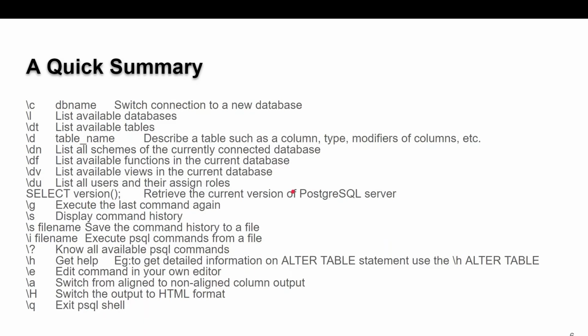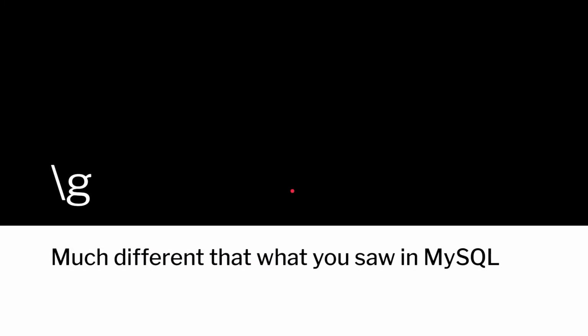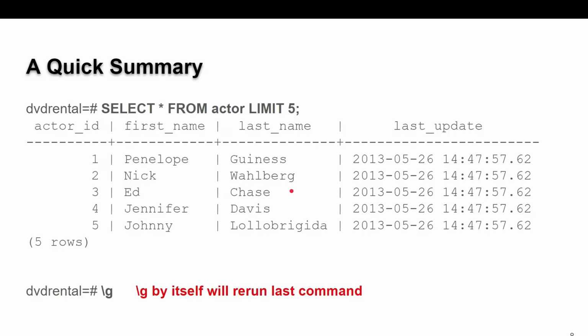Now, here's a quick summary of a lot of the commands you can get to. You'll notice a lot of them start with a backslash D, and we're going to walk you through some of these right now. Now, slash G is much different than what you saw in MySQL. Well, how's that, Dave? Well, I used backslash G terminating a line on a SQL statement in MySQL. But you can do that with Postgres, but if you do it just by itself, it will repeat the last command, a very handy little shorthand.